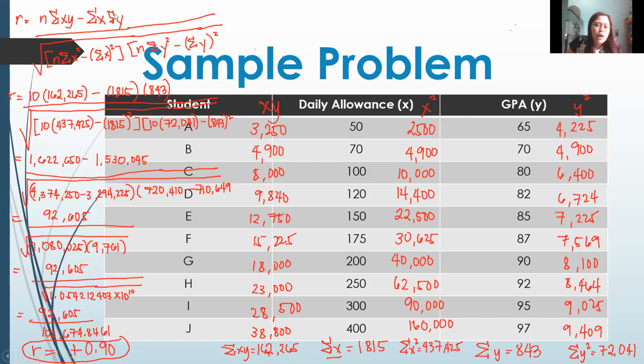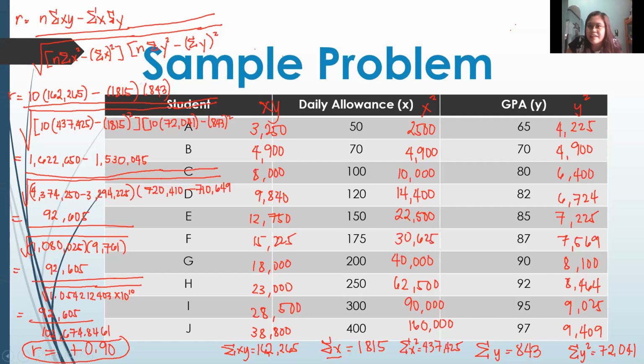Pag na-complete na nimo class, you can do the solving now. So tanaw na nimo asa nimo sila i-substitute kaning mga gikuha nato nga summation, asa nato sila i-substitute sa atoang formula. Okay, so do not forget the square root lang sa baba. And ang na-compute nato nga R is positive 0.90.